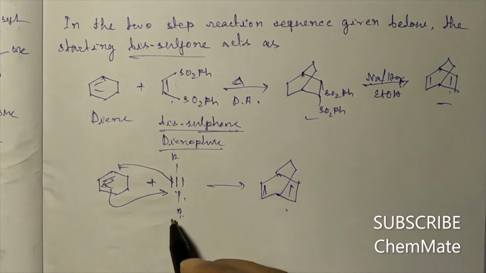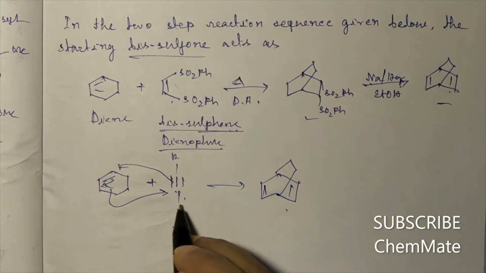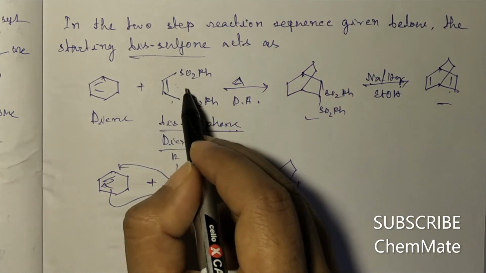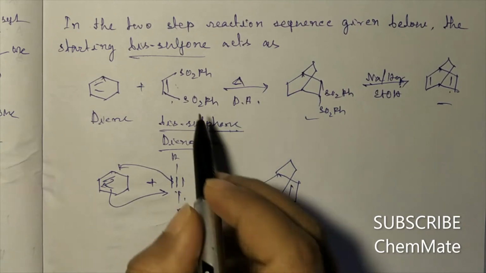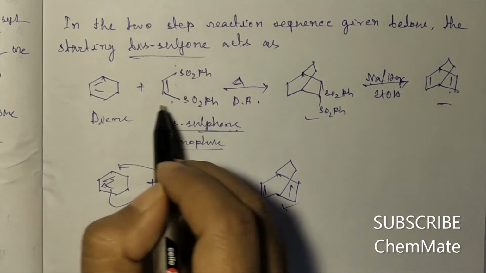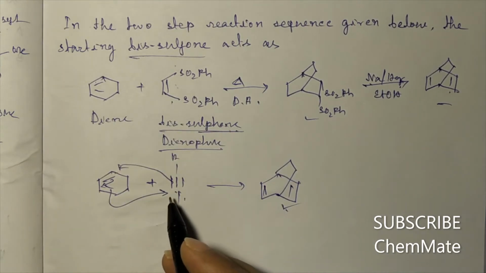And why is acetylene not used? Because here the rate will be very slow. So generally this is used to produce this compound. Here two electron withdrawing groups are there, so the rate of Diels-Alder reaction will be much higher.